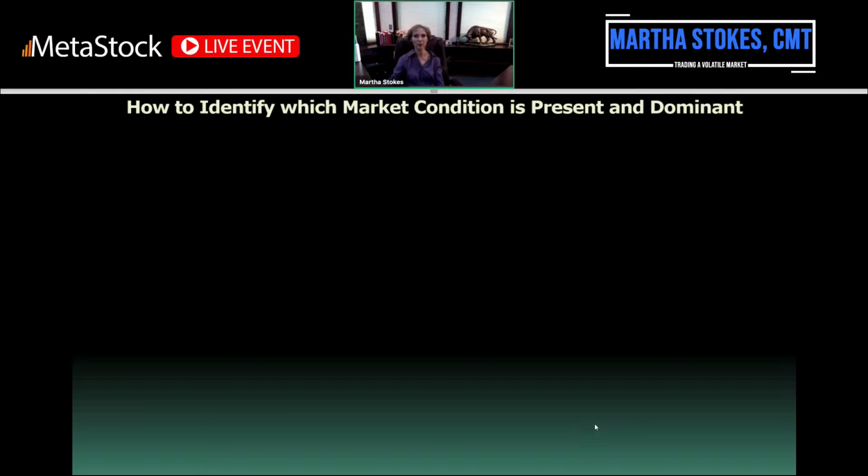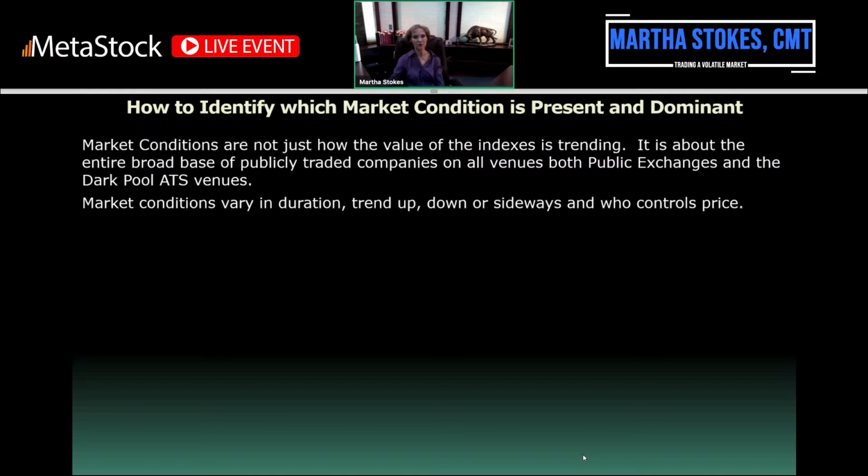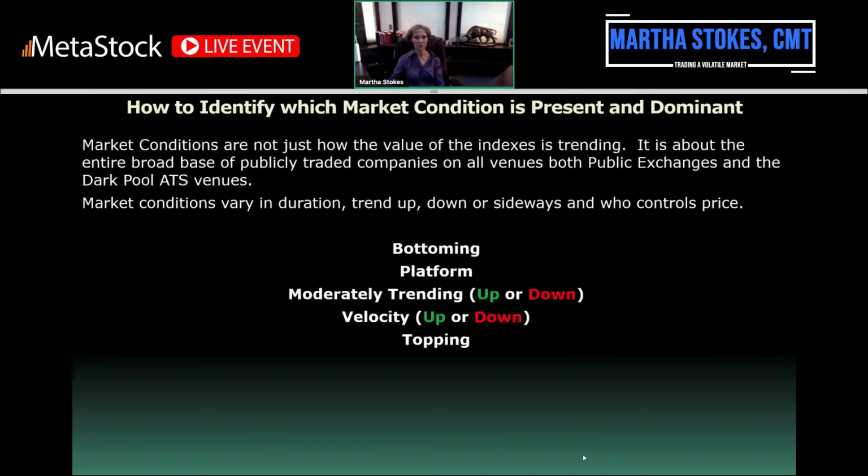How to identify which market condition is present and dominant. Market conditions are not just how the value of the index is trending. It is about the entire broad base of publicly traded companies on all venues, both public exchanges and the dark pool ATS venues, and so on. Market conditions vary in duration, trend, up or down, or sideways, and who controls the price. So again, these are the ones we're going to be studying today. Those are the top 6 primary market conditions.